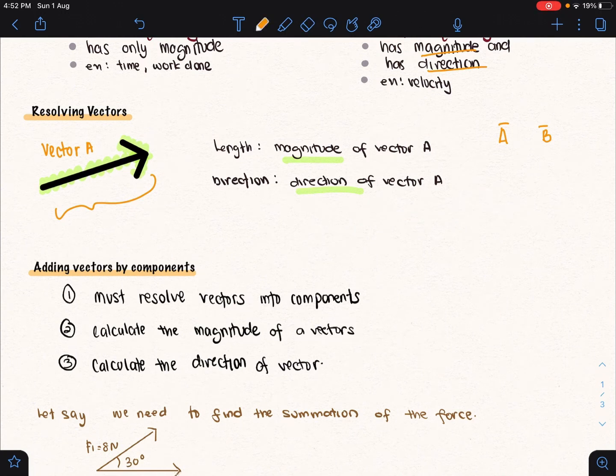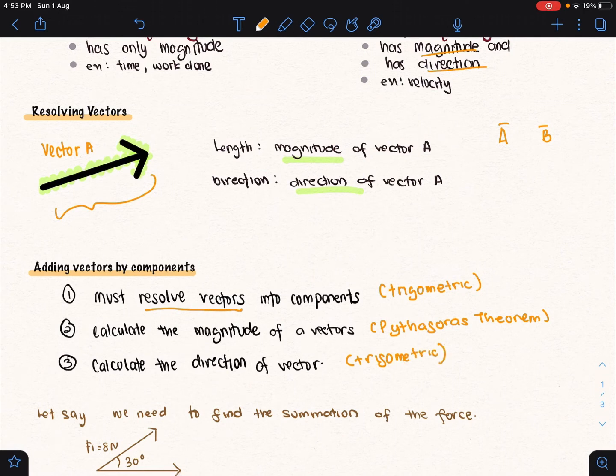Alright, so the first step here is to add vectors by component. You must resolve vectors into components. You have to break down the vectors into their respective components. And then the second step is to calculate the magnitude of the vector. Alright, and then finally you calculate the direction of that resultant vector. To resolve the vector, the method we will use is trigonometric functions. Okay, and then to calculate the magnitude here we will use Pythagoras theorem. For the final stage, which is to calculate the direction of the vector, we use trigonometry again.